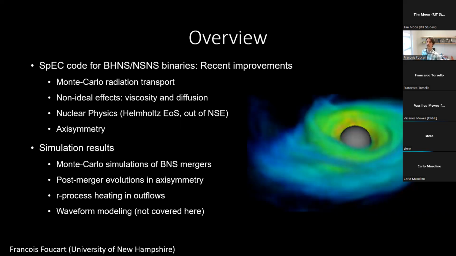Second, I'm going to talk a little bit about the impact of heating from r-process nucleosynthesis on the evolution of the matter outflows on timescales longer than most merger simulations, more like seconds-long timescales, and how that extra heat deposited in the outflow might impact their properties.